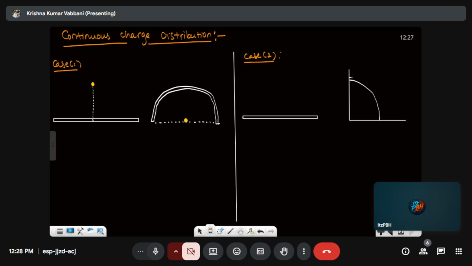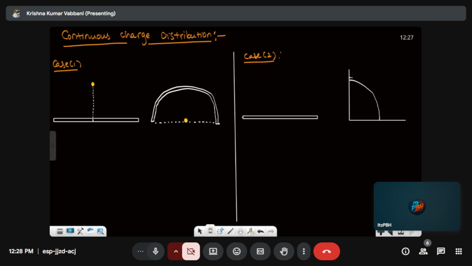I will take small q. I wanted to find my force. Just take this point q. This is the source charge. And here I wanted to find the net force on q. Here also I wanted to find net force, but this is not at the center. This is somewhere else, at the corner or wherever it is. So this is unsymmetric distribution.